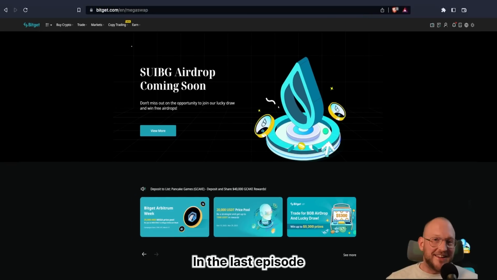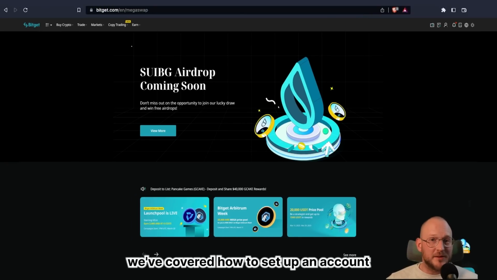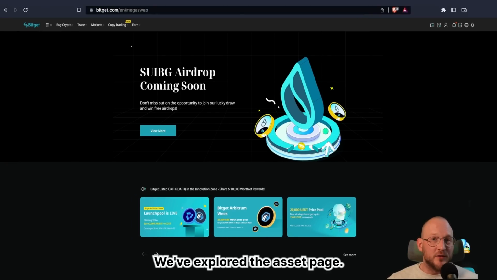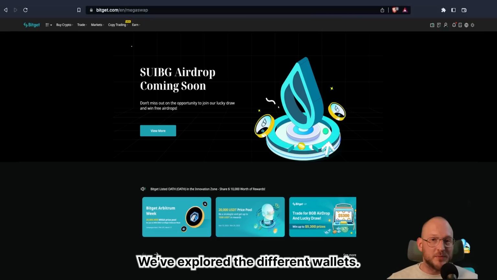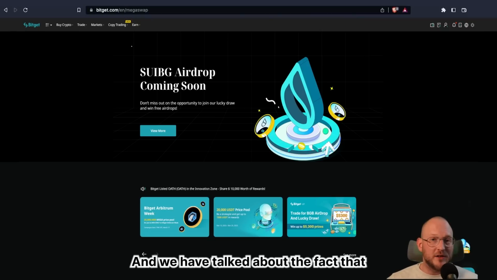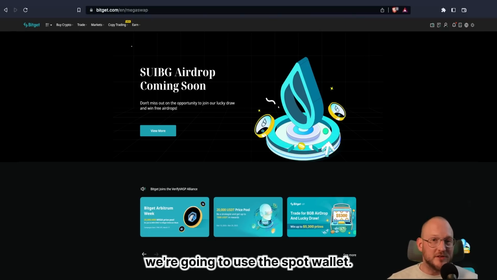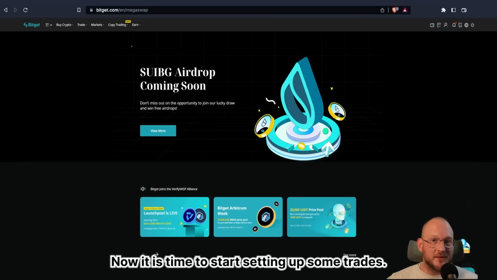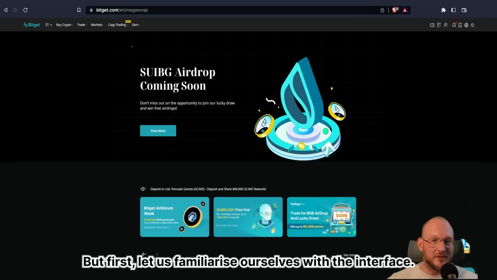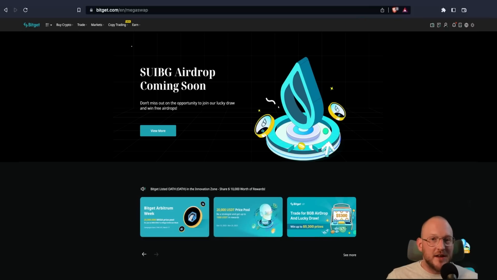In the last episode, we covered how to set up an account, how to fund the account, we explored the asset page, we explored the different wallets, and we talked about the fact that we're going to use the spot wallet. Now it is time to start setting up some trades. But first, let us familiarize ourselves with the interface.